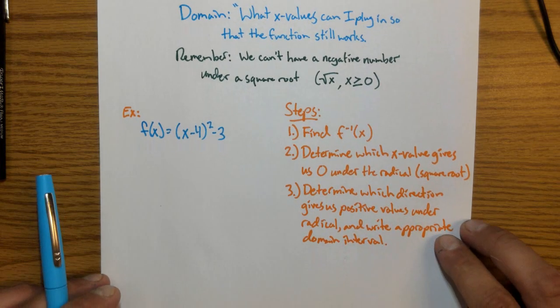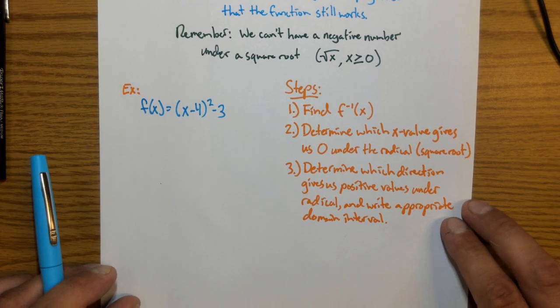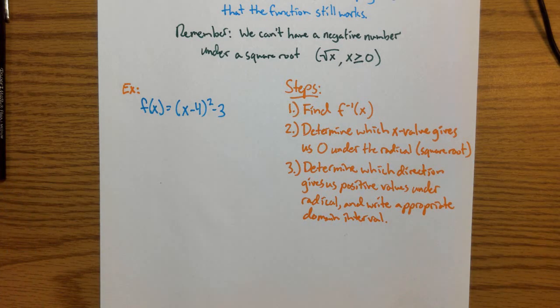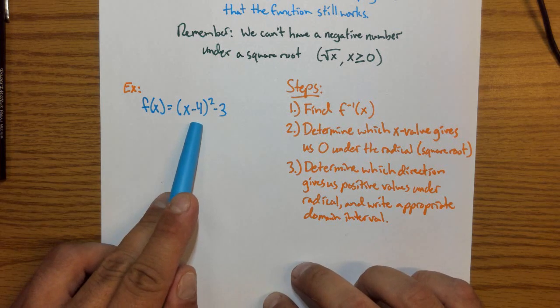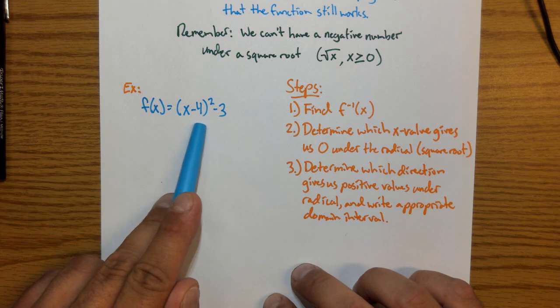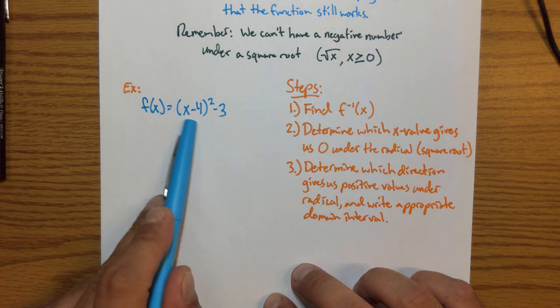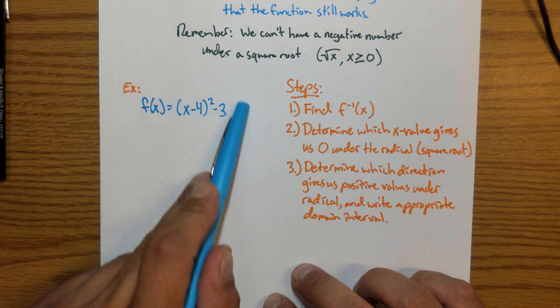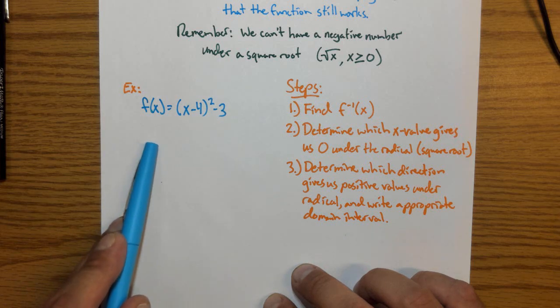So let's review the steps. The first step is we need to find f inverse of x. So we should be getting okay at that by now. We've been working with inverses. In fact, this one is no different than what we did yesterday. And then once we find the inverse, I'll give you a little hint: we will actually have a square root in the inverse.